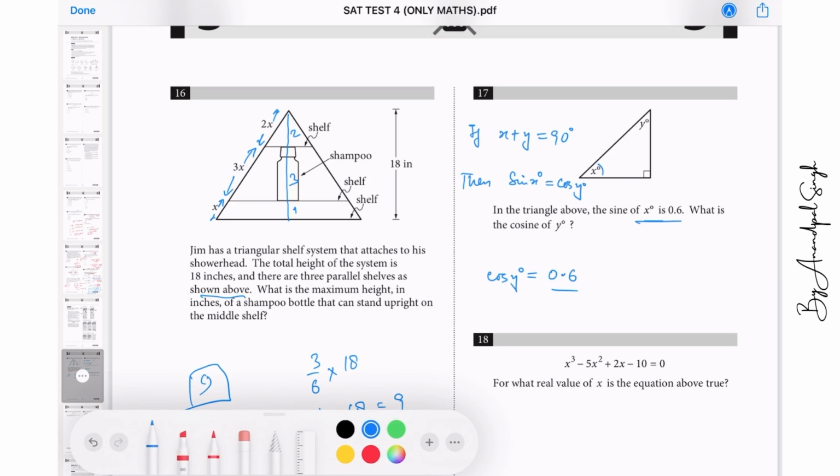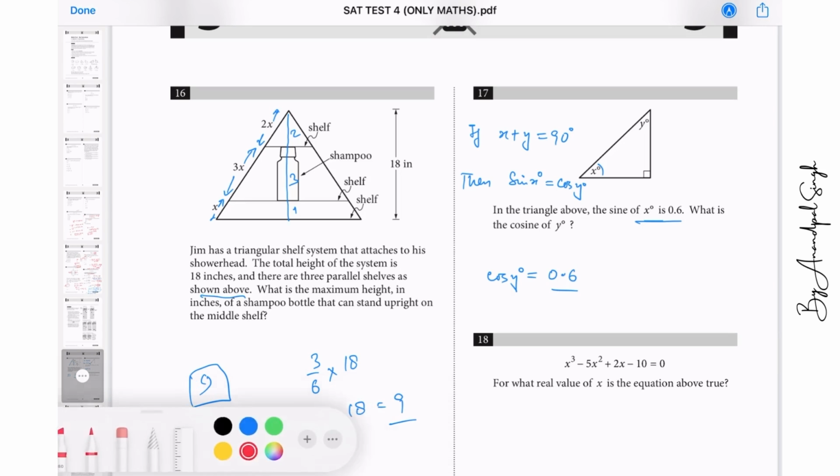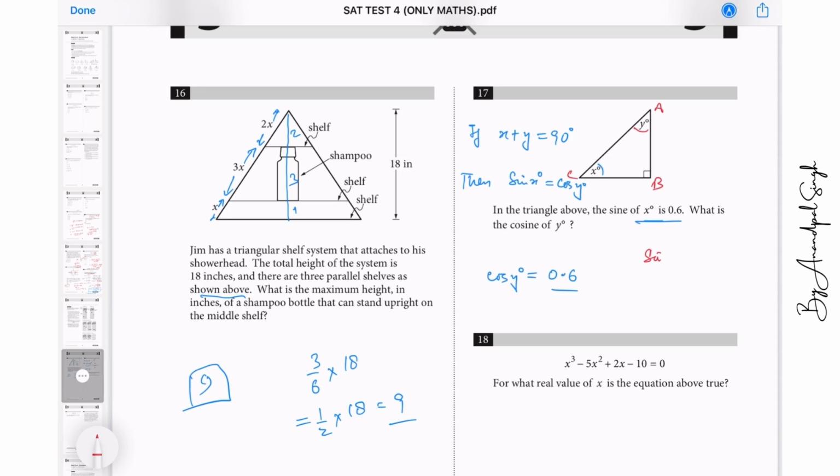But if you want to do it some other way, or understand the concept, just recall what cos of y is. Cos of y is base over hypotenuse. If I write the triangle as a, b and c, sine of x is opposite over hypotenuse, that is ab over ac. And cos of y is also ab over ac, because ab is adjacent to angle y. So we observe that sine x and cos y are the same.